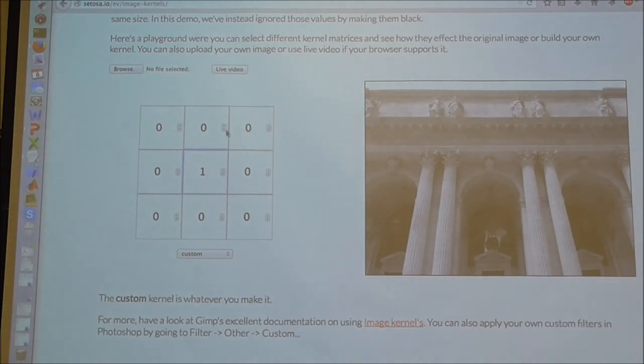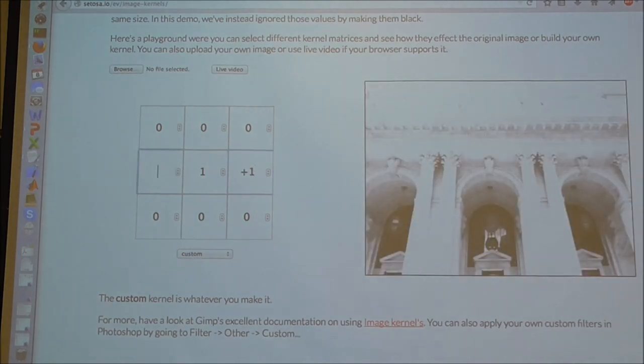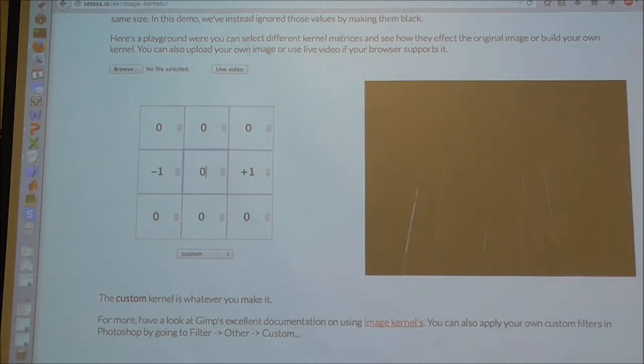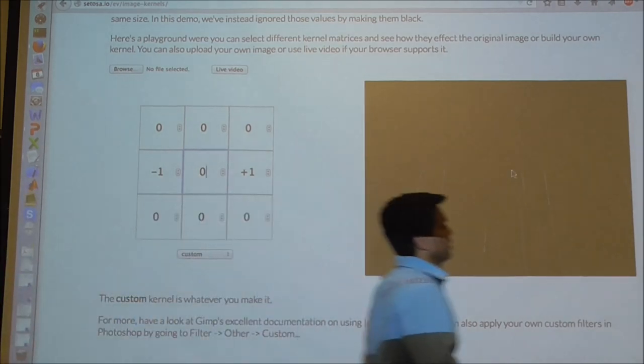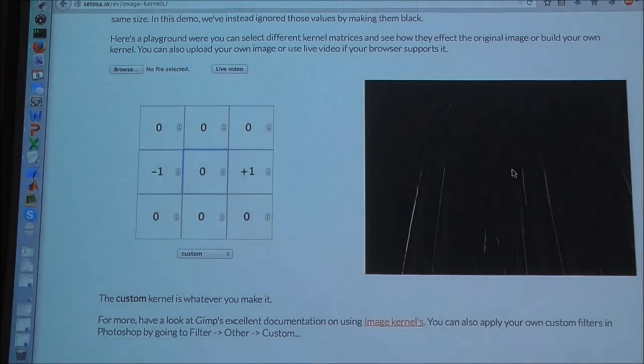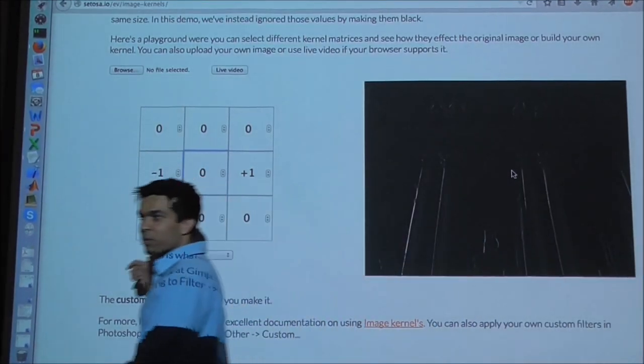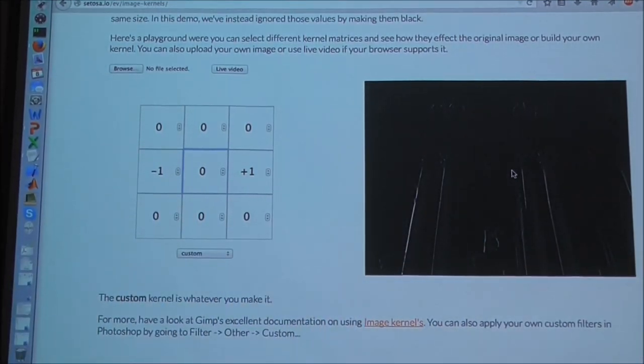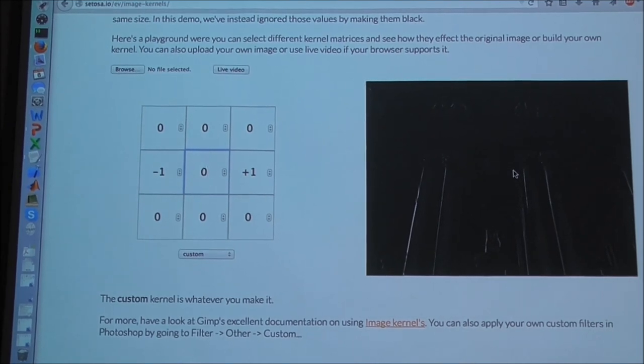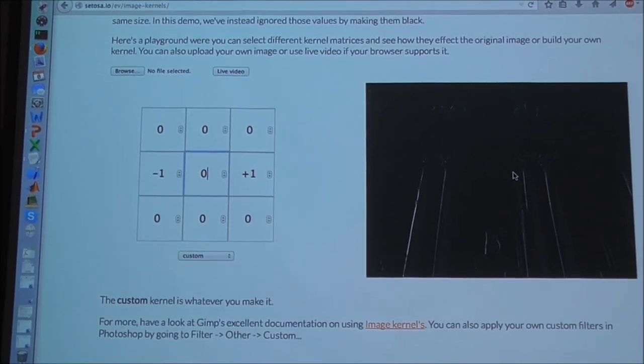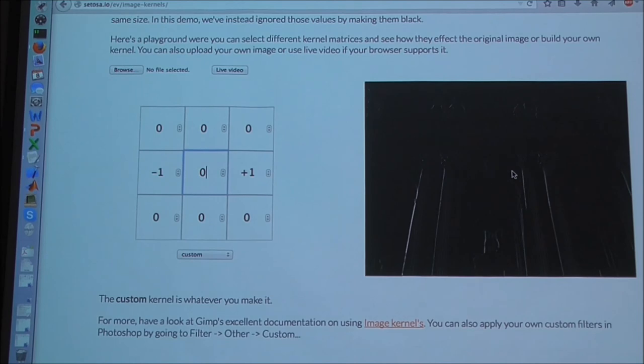So here's the identity filter. And here's a particular filter that is often used in image processing. You write plus one here, minus one here, and zero here. And the interesting thing is the output becomes this. Anybody want to tell me what that is? Have you taken computer vision or image processing? It's an edge detector. It's a vertical edge detector.